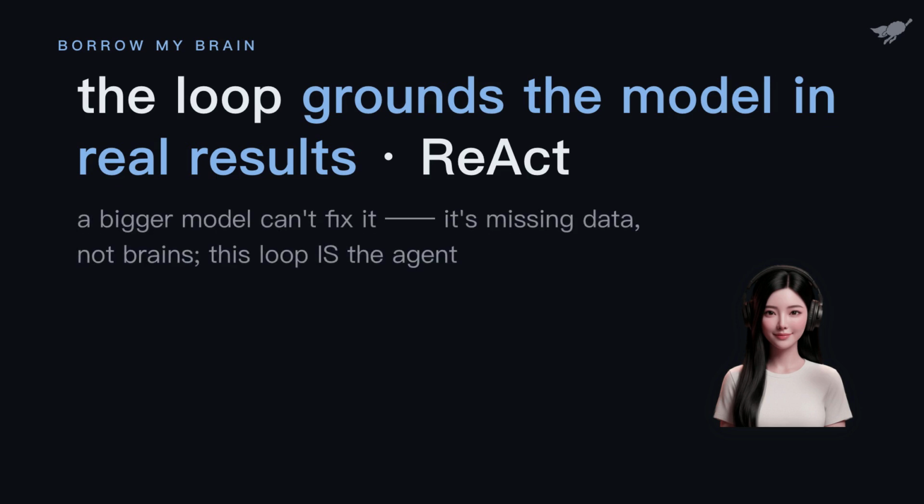This pattern has a name. It's called ReAct. Think a step, act a step, see the result, then think the next step. And notice that one-shot mistake, you can't fix it by swapping in a bigger model. What it's missing isn't brains, it's data. And what the loop hands it is exactly that, data.